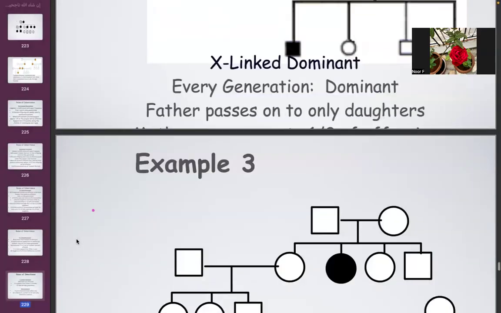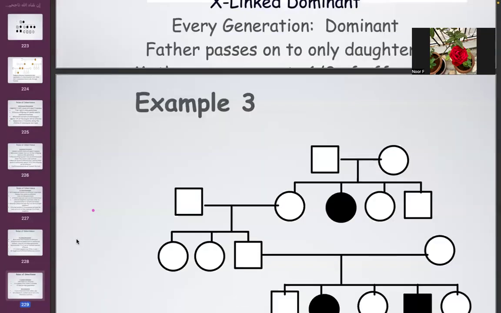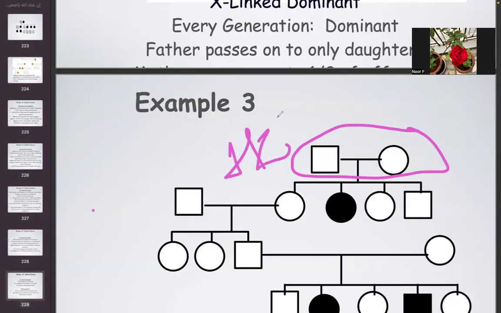Next, example 3. Here the clue is the parents are not affected. Probably they are heterozygous for autosomal recessive. There is a chance that there are skipped generations here.